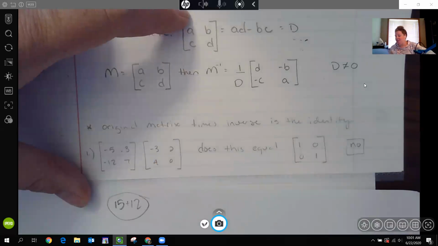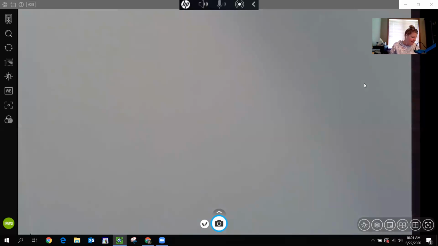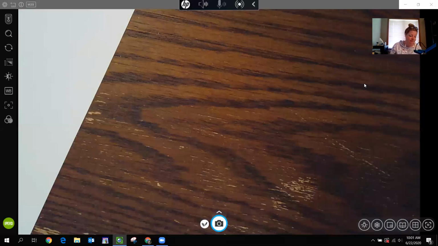So if you were asked in your homework or on your test, are these two inverses? There's a quick way to do it, just your matrix multiplication. Okay, let's do the same problem we just did, but with our new method.